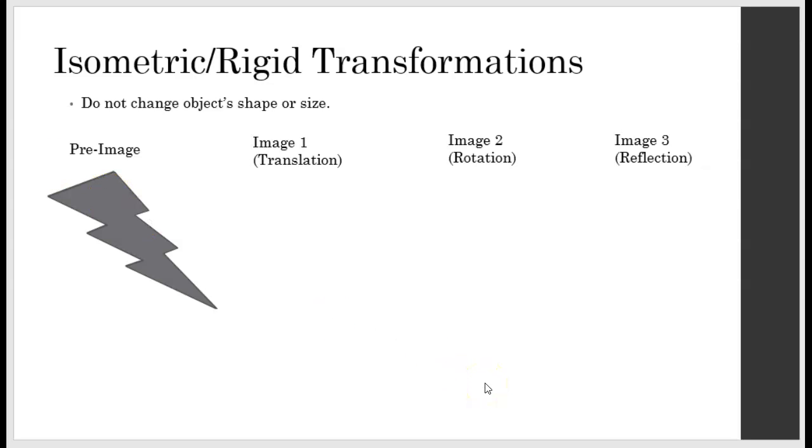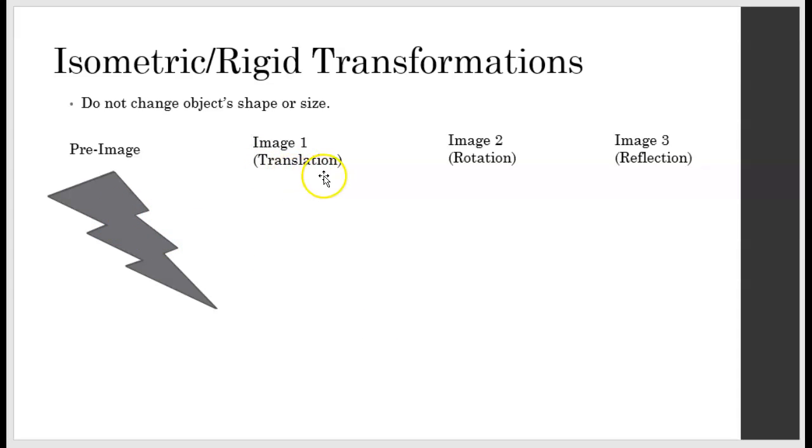All right, so this past Wednesday, we talked about isometric and rigid transformations. Either word works to describe what we're going to do. There are several different types of transformations, and three of those types are not going to change the object's shape or its size. When we do not change the object's shape or size, it is referred to as an isometric transformation or a rigid transformation. Either word works, it means pretty much the same thing.